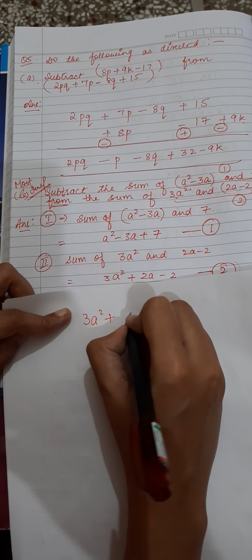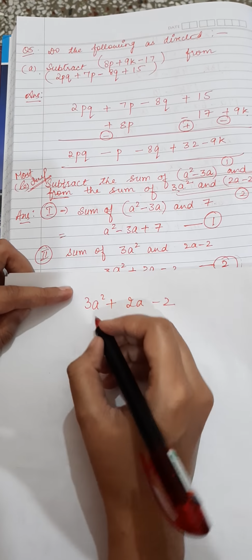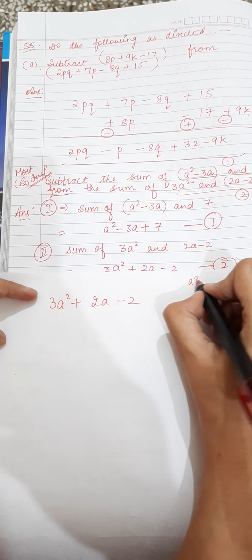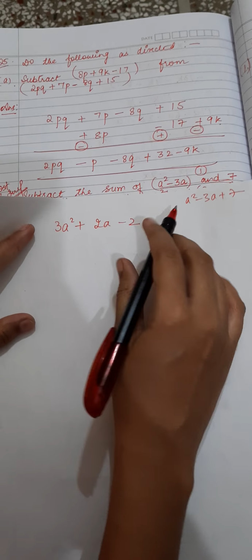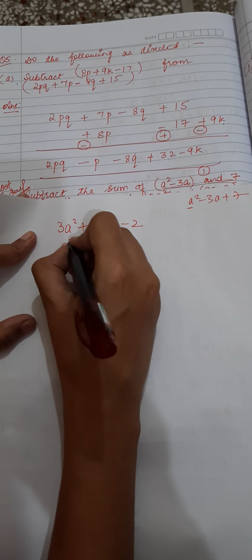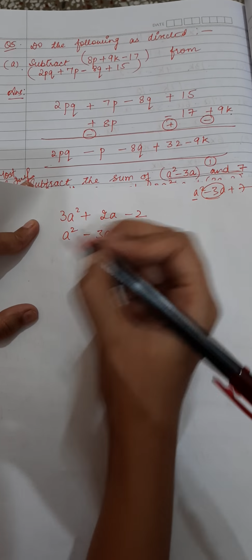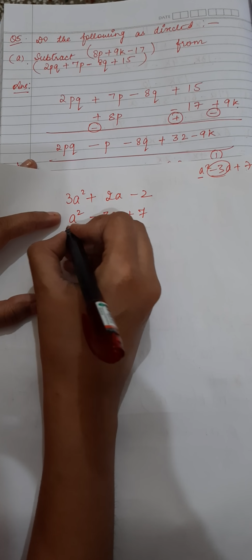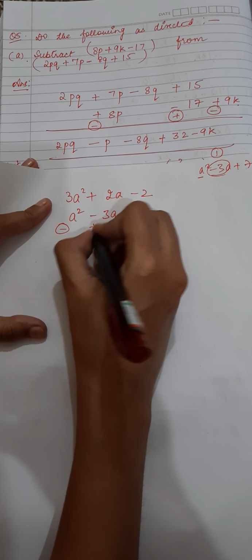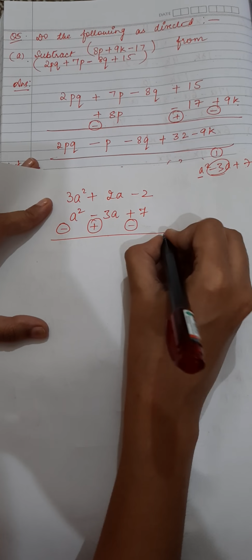3a square plus 2a minus 2, and this is a square minus 3a plus 7. I am going to write below the like terms. A square below a square, minus 3a here, and plus 7 here. I have to subtract it, so the signs will be changed. Plus will change to minus, minus will change to plus, and plus will change to minus.